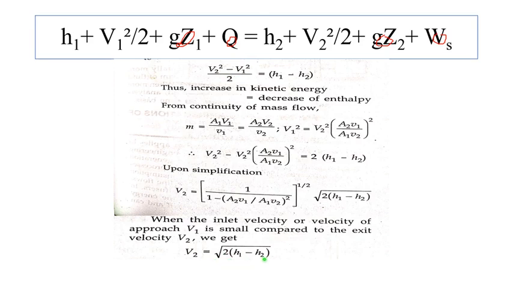So simply we can see that the velocity of fluid is increased at the expense of decrease in the enthalpy of the system. If we know the values of enthalpies, we can calculate the value of velocity.